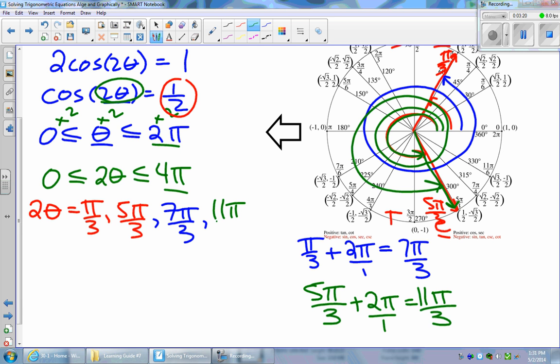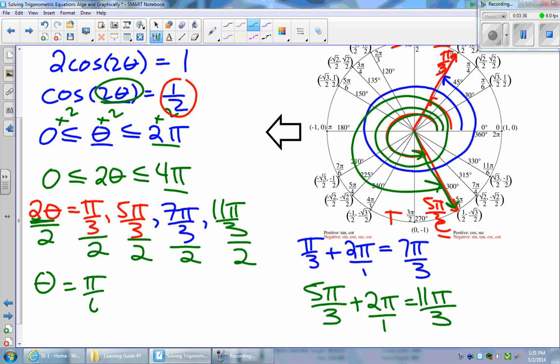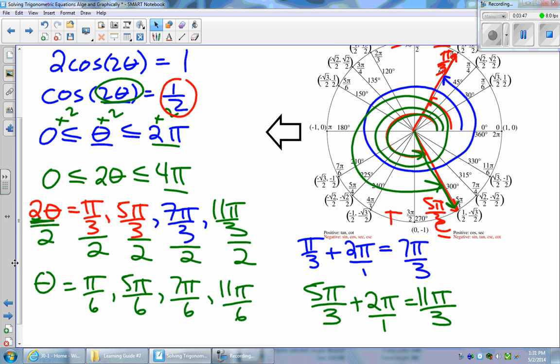Okay, but we don't want to find 2 theta, we want to find theta. So to get rid of the 2 in the front, we divide every solution here by 2. So my values for theta are as follows: pi over 6, 5 pi over 6, and 7 pi over 6, and finally 11 pi over 6. Okay, that is how you do a double angle trig equation question.